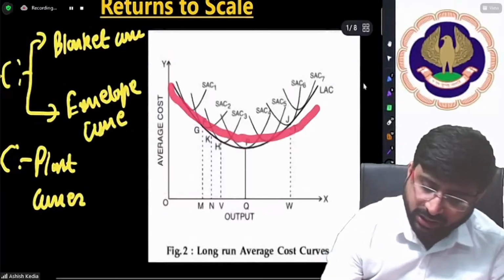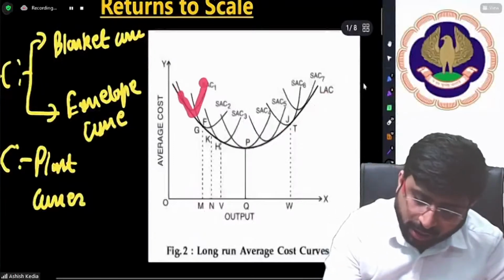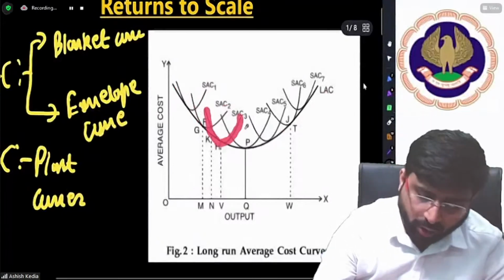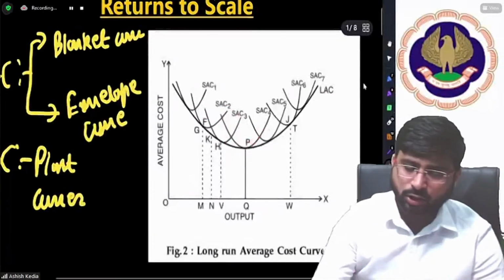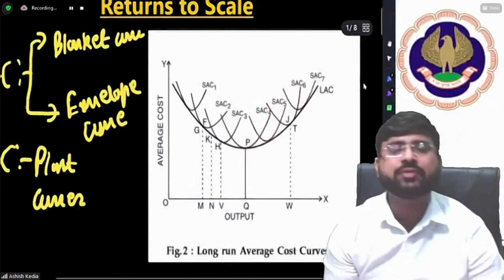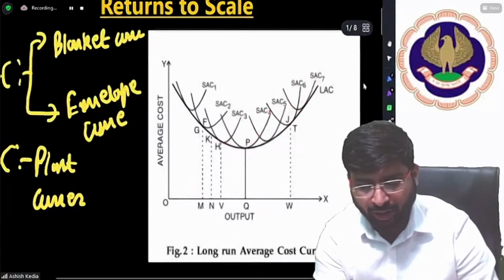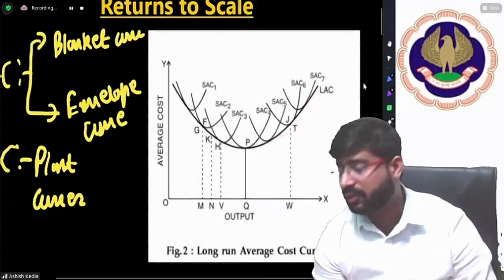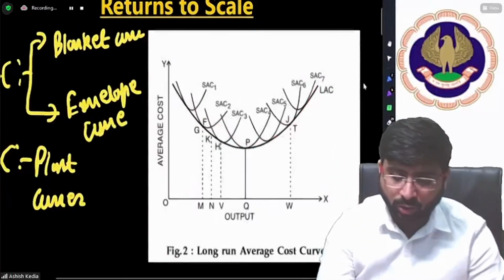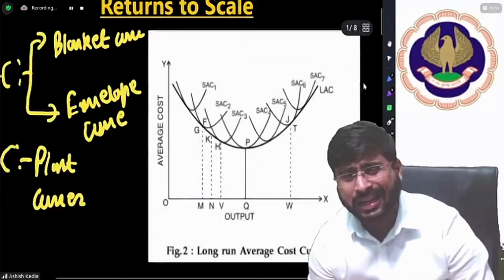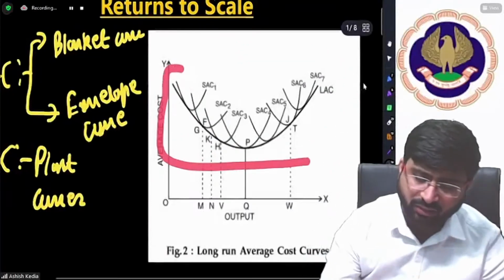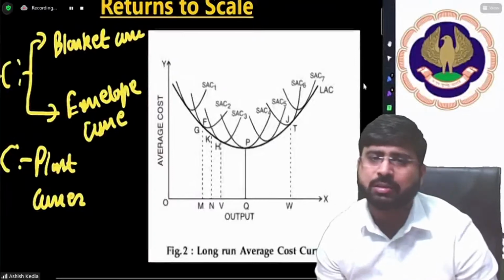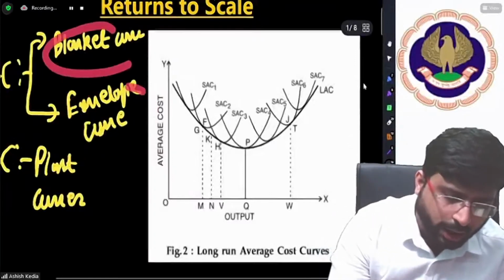Now, my dear friends, the LAC curve that you see here is composed of multiple SAC curves, as I am sure you are able to see, like this one, and then you get onto this one, again you move on to this one. So when you are seeing a lot of SAC curves here, and from their minimum points you pass a line, that is basically giving you the LAC curve. So what exactly is the LAC curve? My dear friends, the LAC curve is basically a curve containing multiple SAC curves. And since it is passing through their minimum points, we also call it an envelope or a blanket curve.